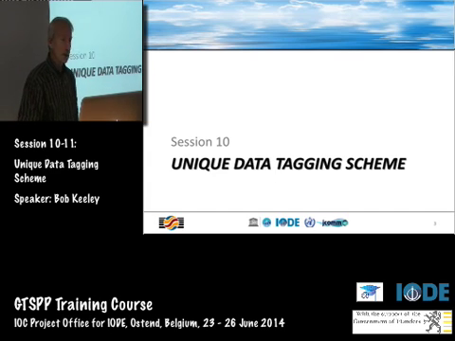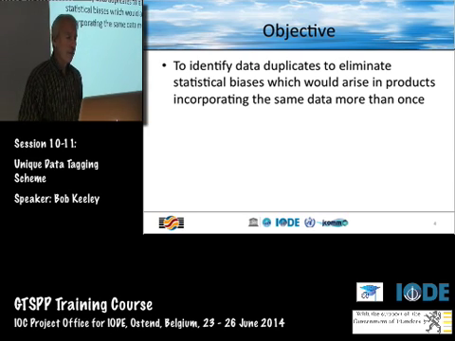So this first part, we'll be talking about what we call the unique data tagging scheme within GTSPP. The idea of having a unique data tag is essentially to help us identify duplications or data versions that come through different routes into the program. So a real-time profile, a delayed mode profile, a delayed mode profile that's had some changes to it so that it doesn't actually fall within the 15-minute, 5-kilometer kind of criterion. And so we can't identify it as duplicates through that method.